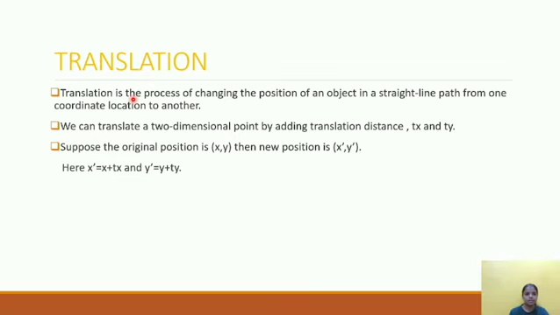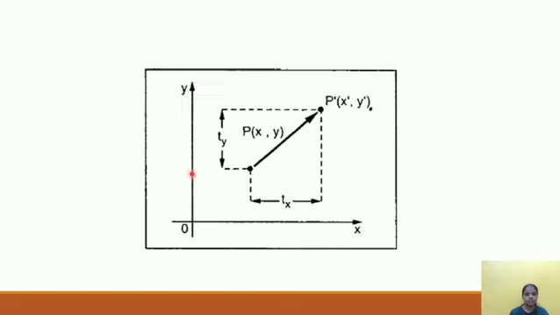Translation. Translation is the process of changing the position of an object in a straight line path from one coordinate location to another. We can translate a two-dimensional point by adding translation distances tx and ty. Suppose the original position is (x, y), then the new position is (x', y'). Here, x' equals x plus tx and y' equals y plus ty.